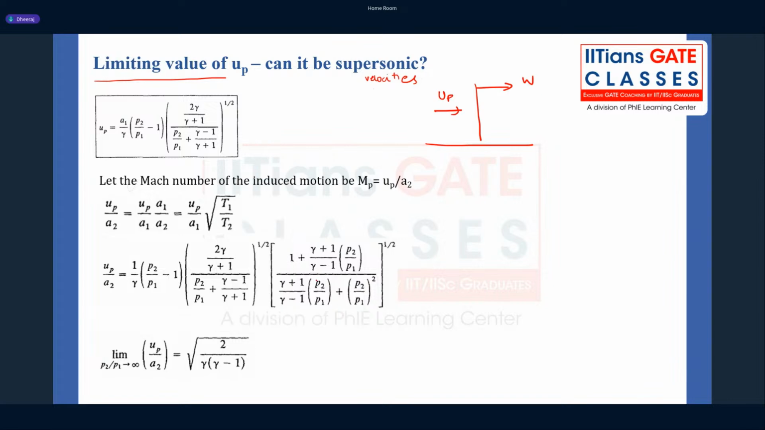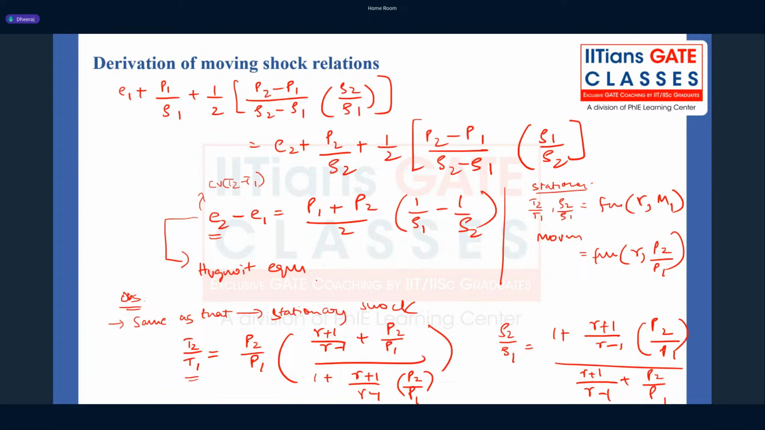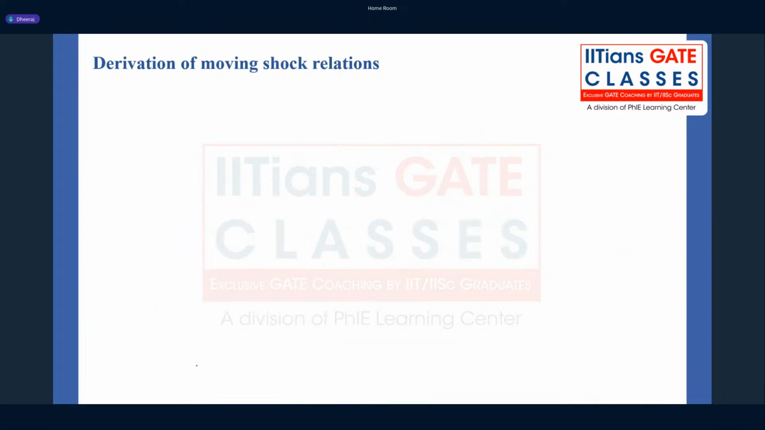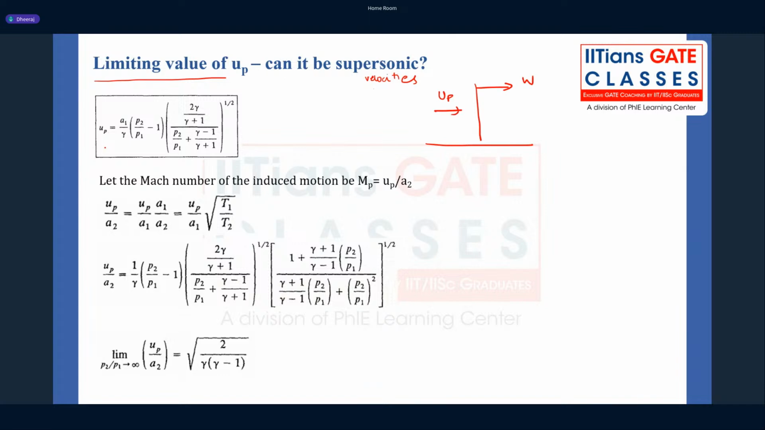So from the same continuity equations and from the momentum equations, I can derive my UP, which is nothing but A1 by gamma into P2 by P1 minus 1 into this term, right? So this is also a function of gamma, P2 by P1, and A1. A1 is the speed of sound in the region in which the normal shock is propagating.